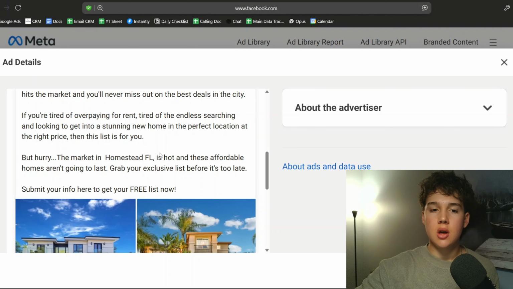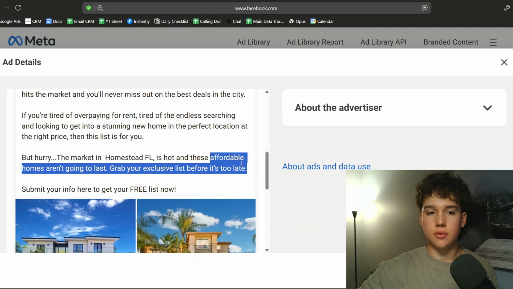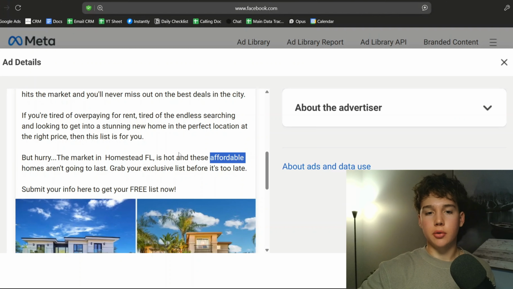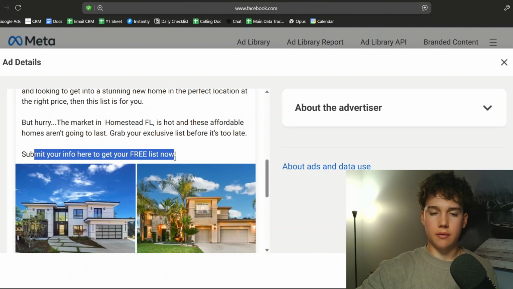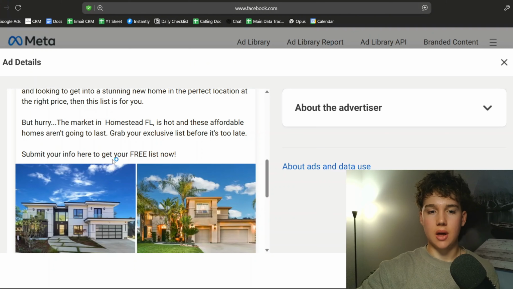You could change it to: the market's hot and these exclusive homes aren't going to last. Grab your free list before it's too late. Just changing that would bring in a different type of person. And then, submit your info here to get your free list now. So that's good. Call to action, telling them the next steps.